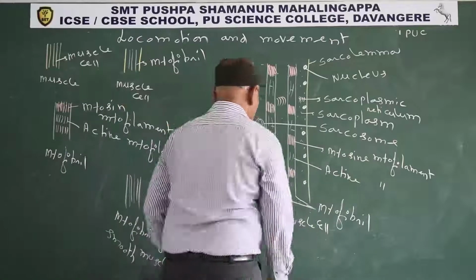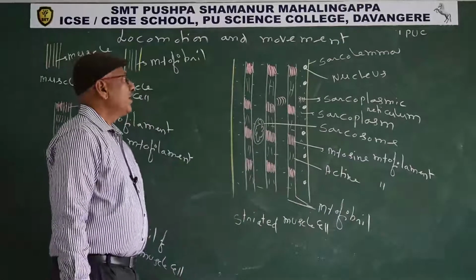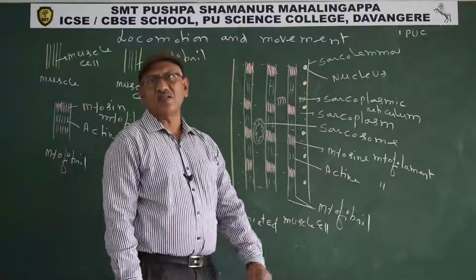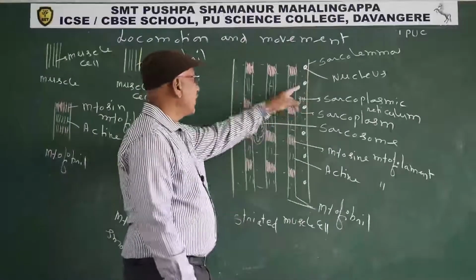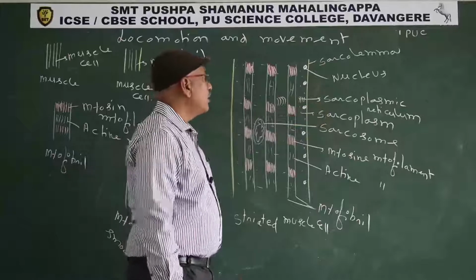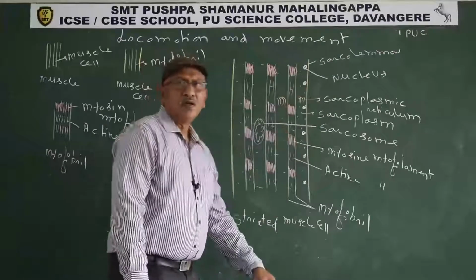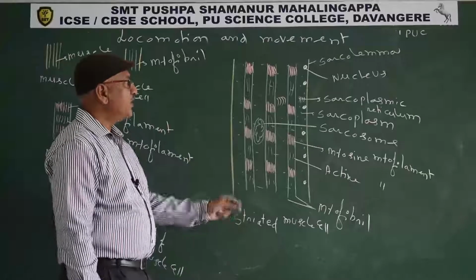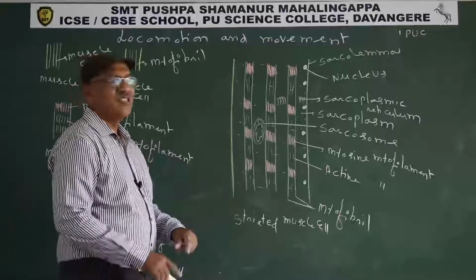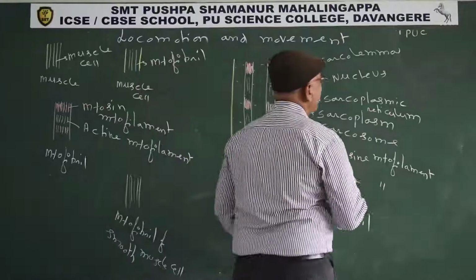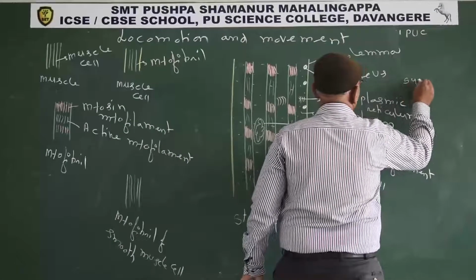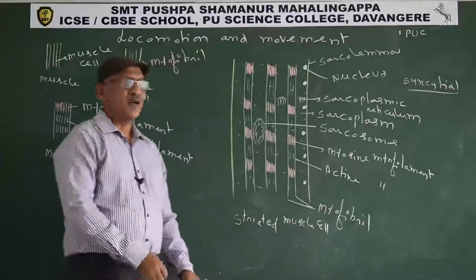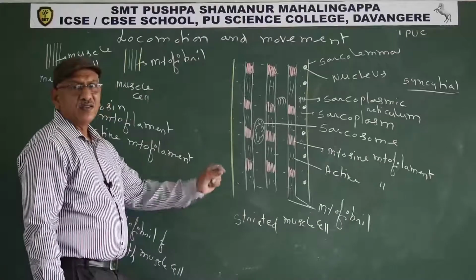Now we discuss the structure of striated muscle. The plasma membrane of striated muscle is known as sarcolemma. The cytoplasm of the striated muscle cell is known as sarcoplasm. Just below the sarcolemma, several nuclei are present. So one cell contains several nuclei, a multinucleate state known as syncytial state. If an animal cell contains several nuclei, this condition is known as syncytial state. If a plant cell contains several nuclei, it is known as coenocytic.